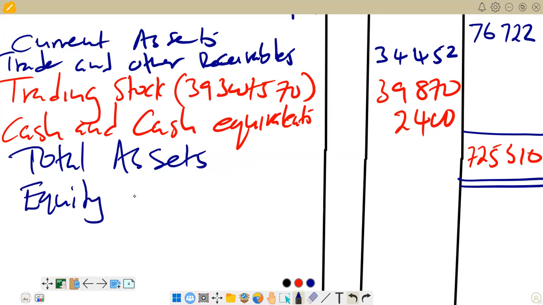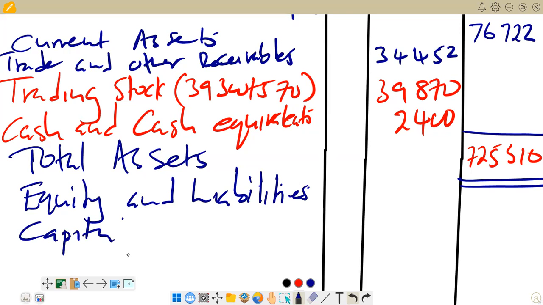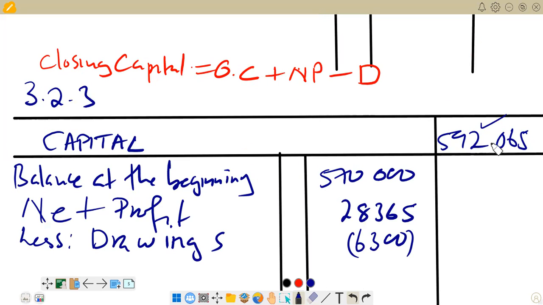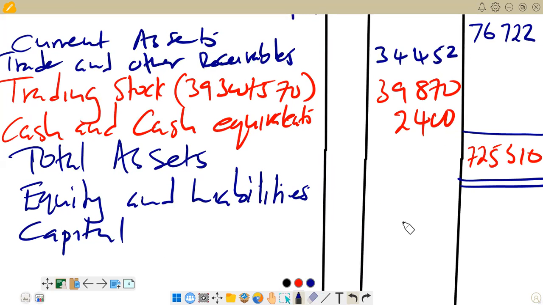Equity and liabilities. And then for our equity and liabilities, we are going to start with the balance for capital. Remember, we calculated capital there, and this is the figure that we got, 592,065. So we are going to put it in this column, 592,065.